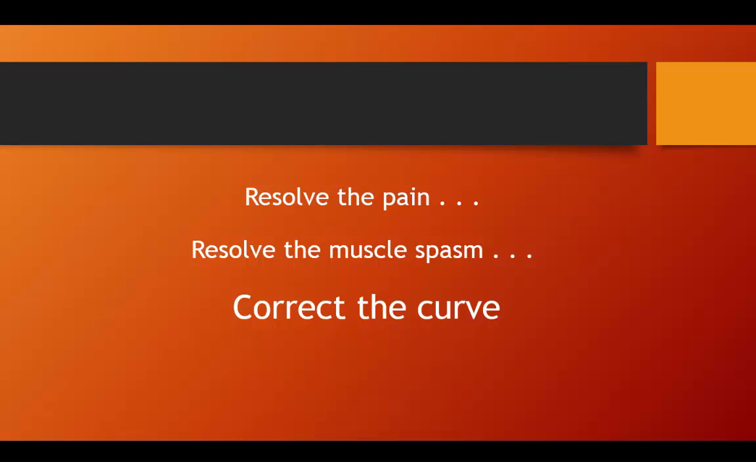So what may appear to be a miracle cure of idiopathic scoliosis may in fact be resolution of a transient effect. In other words, resolve the pain, resolve the muscle spasm, correct the curve. But beware that there are other causes of these painful transient and often acute angle scolioses, such as osteoid osteoma.